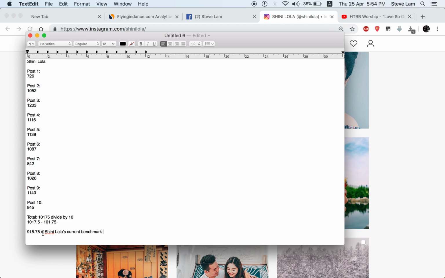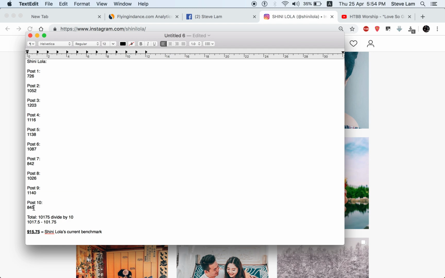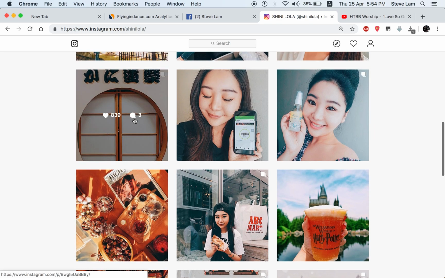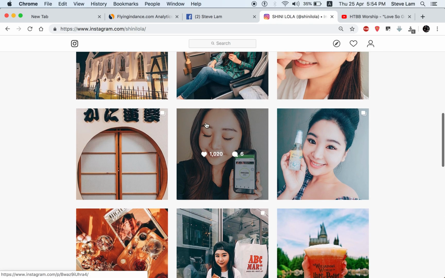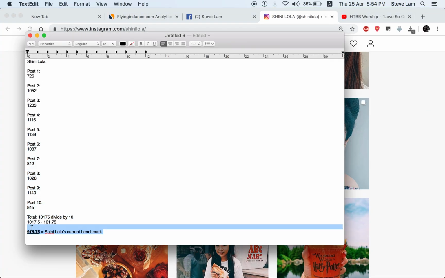Okay, if you look at this number, 915.75, compared to the rest, she performs generally great except for post number 10. This doesn't meet her benchmark. So generally speaking, she shatters most benchmarks except for post 7. So see, post 7 and post 10 are the ones without her inside. Sometimes people just vote for the face, or like for the face. Okay, so that's the benchmark. That's how you calculate benchmark.